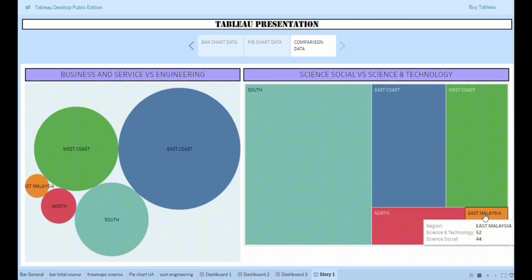Overall, East Coast leads in business and services versus engineering, and South dominates in science social and science and technology.